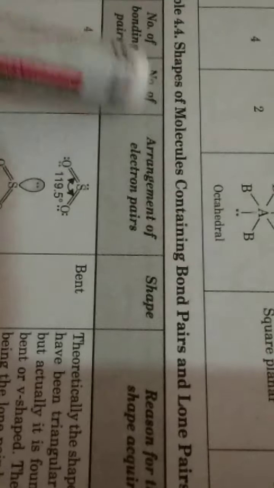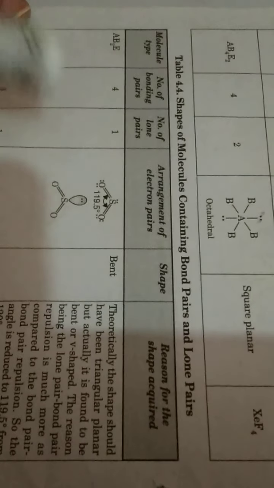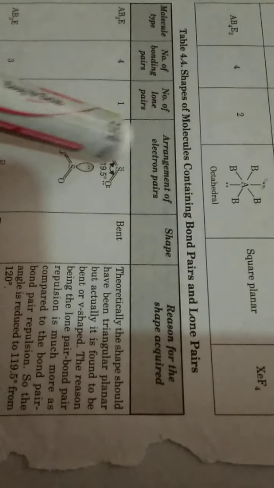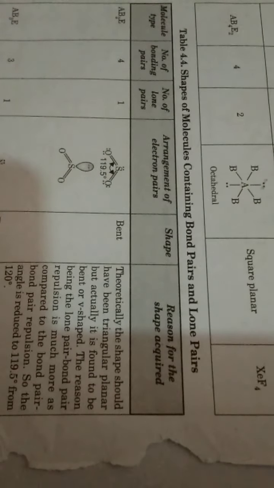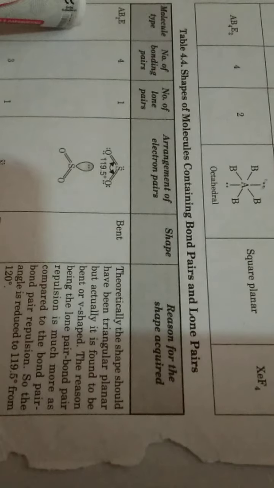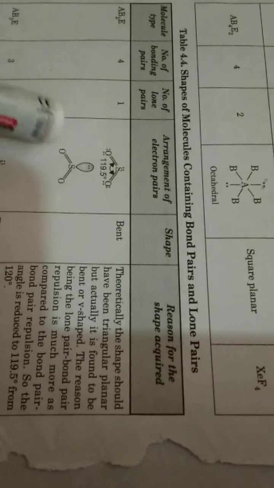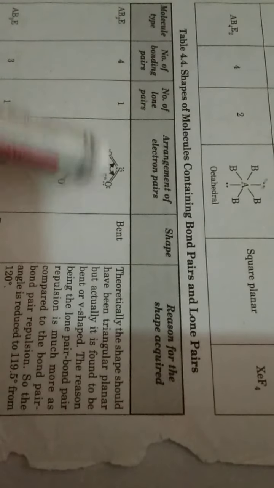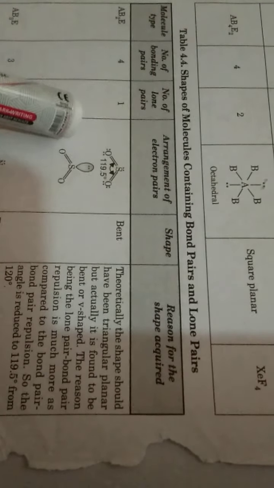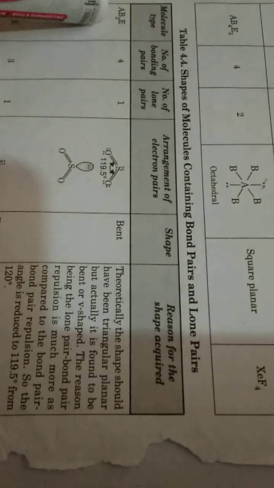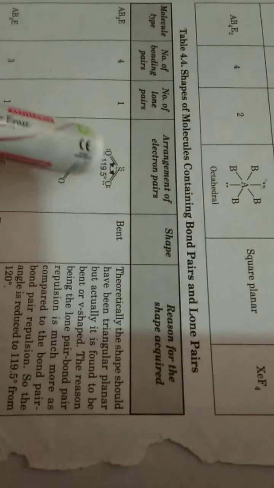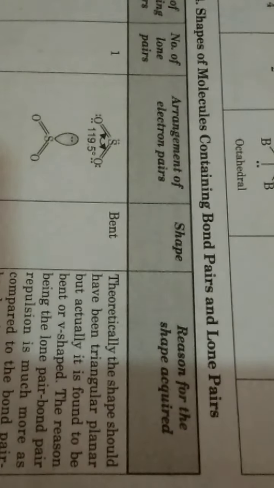So these are some of the examples. Now children, we will be coming to the next one. Shapes of molecules containing bond pairs and lone pairs. In this I will be giving you examples, and then on the basis of that we will be discussing the shapes of molecules on the basis of how many bond pairs and lone pairs they are having. So first type is AB2E. Here the number of bond pairs will be 2, as 2 oxygen atoms are there, and the number of lone pairs of electrons is 1 because it is AB2E type. Example is, children, SO2, sulfur dioxide.